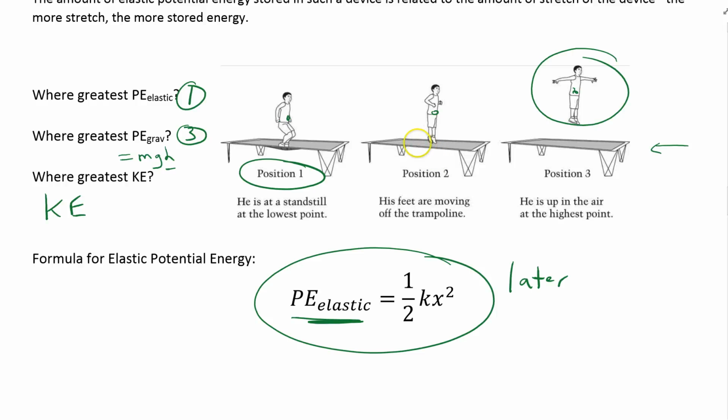And in fact, this is probably where he's moving the fastest. Here he's going upwards. Here he's probably not moving at all. It's at that lowest point when he's not moving. Here he's just taking off, and it looks like his arms are out. He's having a good time. We should put a smile on him there. He's at his highest point. So I think that would be at position number 2.